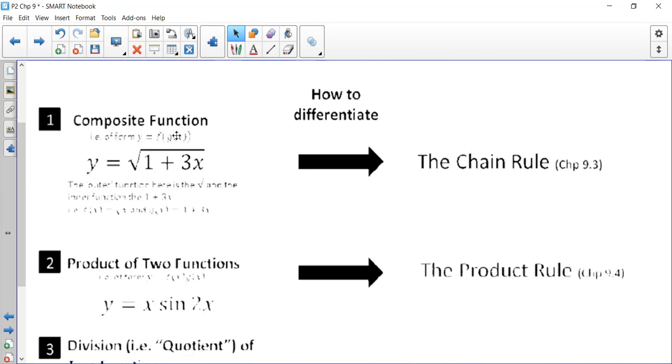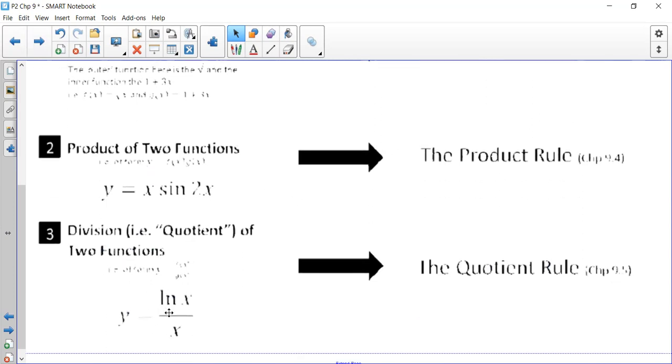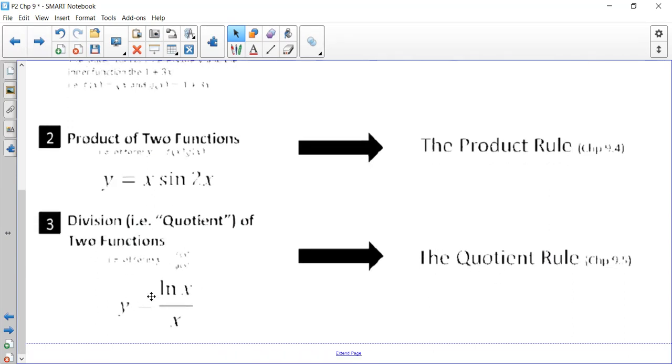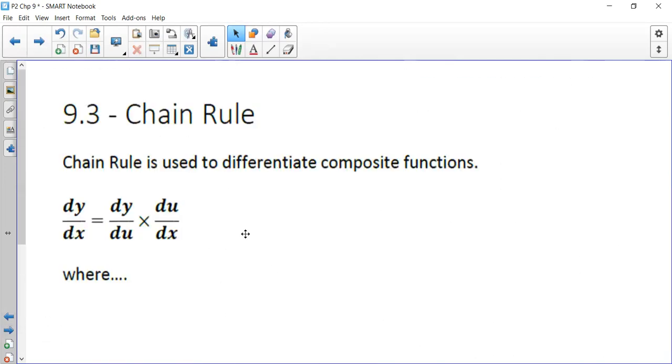When we see a composite function to differentiate, we use the chain rule. When we see a product of two functions, x times sin 2x, we use the product rule. Division, like a fraction, such as y equals ln x over x, uses the quotient rule. So we're learning the chain rule today.